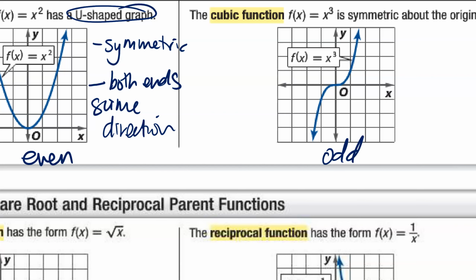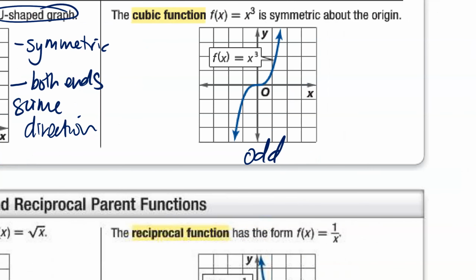Right? The ends go in opposite directions. It's a big one I want you to see. Ends go in opposite directions.